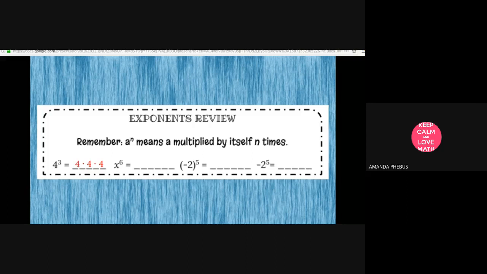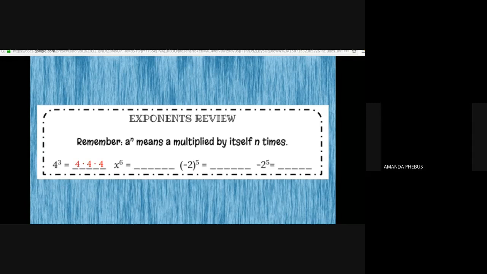So x to the 6th means there are 6 pieces being multiplied together, and those pieces are x's. So it's x times x times x times x times x times x. With negative 2 to the 5th, we're going to have 5 negative 2s. So that's going to be negative 2 times negative 2 times negative 2 times negative 2 times negative 2. And of course, 4 to the 3rd and negative 2 to the 5th are things that we could simplify later on, but we're really just trying to make sure we're good on the idea of what the exponent is doing.